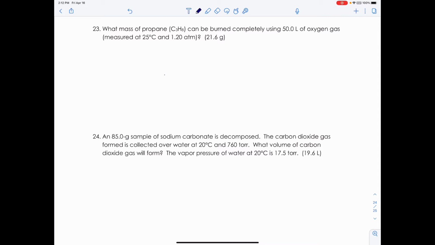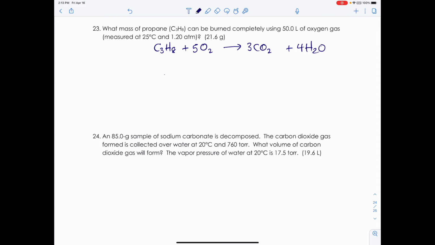So propane is burning, and to do any kind of stoichiometry problem, we need a balanced equation. So let's write a balanced equation. The propane, C3H8, is a hydrocarbon, and burning it is combustion, so the products will be carbon dioxide and water vapor. To balance, we'll have 3 carbon dioxides to balance carbons, 4 water molecules to balance the hydrogens, and 5 oxygens on the left to balance the oxygen atoms.